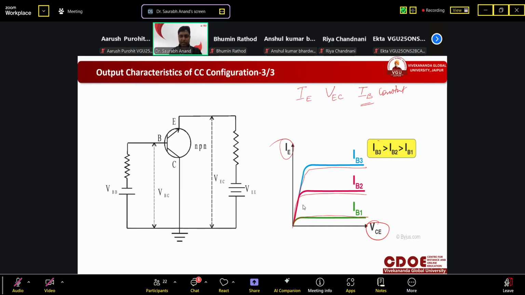But this is opposite. In the earlier case it was higher, lower, but here this one is lower than this. So the maximum value is of IE, lowest is of IB. I think there is no need to explain, because we have already explained this in detail in earlier cases.